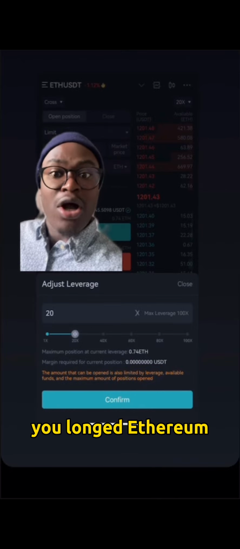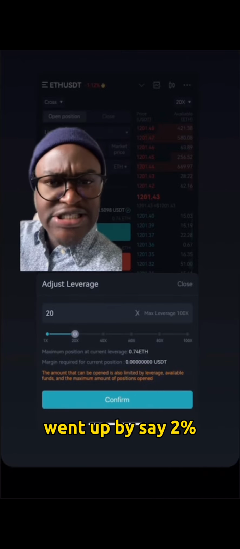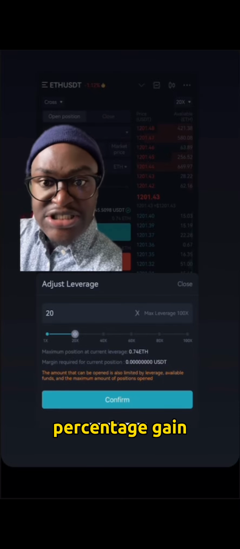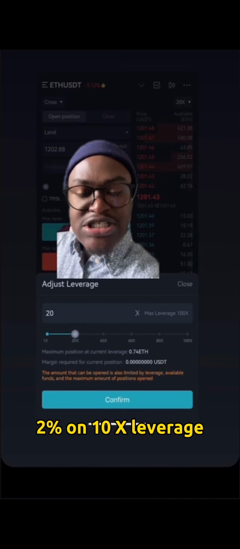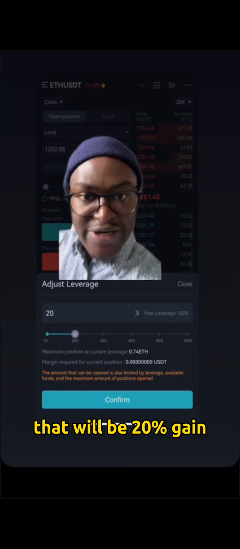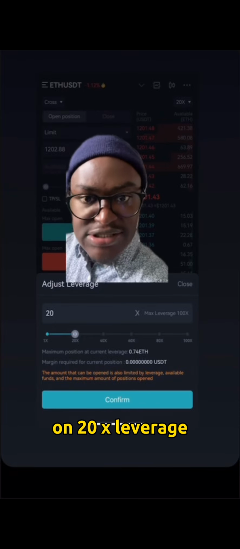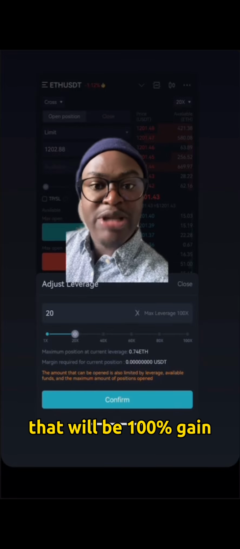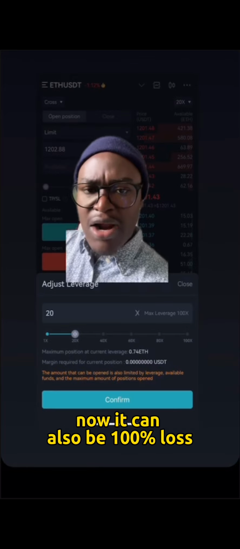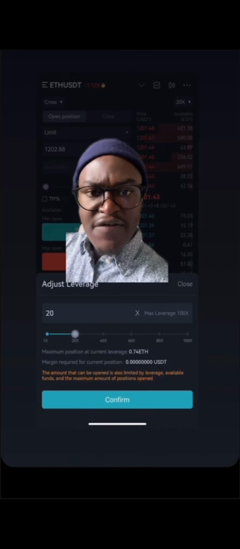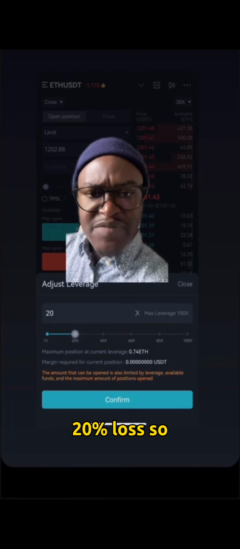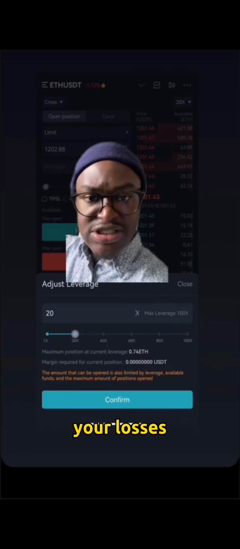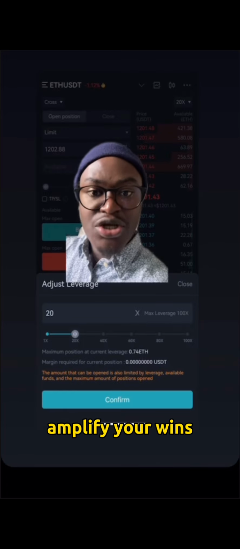So let's say you longed Ethereum and the price went up by, say, 2%, like a normal price increase. So this is the raw percentage gain, 2%. On 10x leverage, that will be a 20% gain. On 20x leverage, that will be a 40% gain. On 50x leverage, that will be a 100% gain. Now, it can also be a 100% loss, 40% loss, and 20% loss. So the leverage you are using basically amplifies your losses and can also amplify your wins.